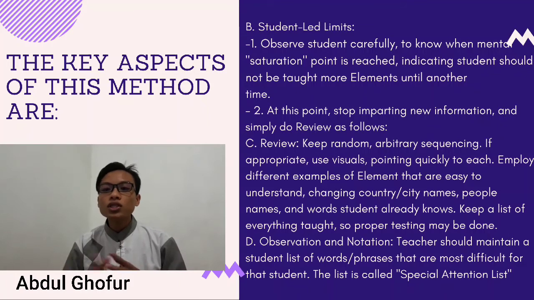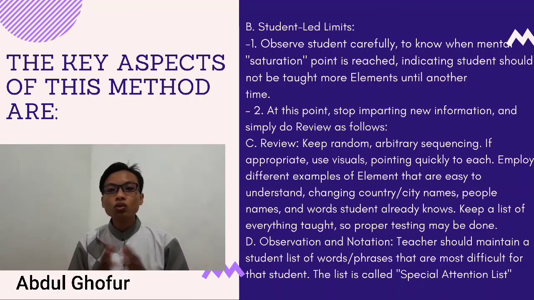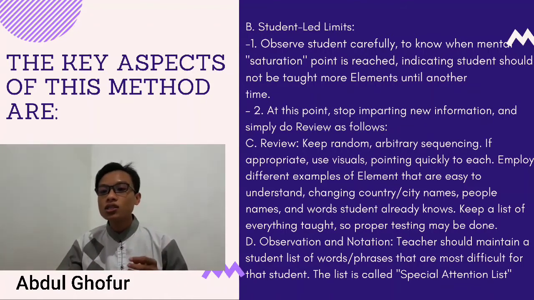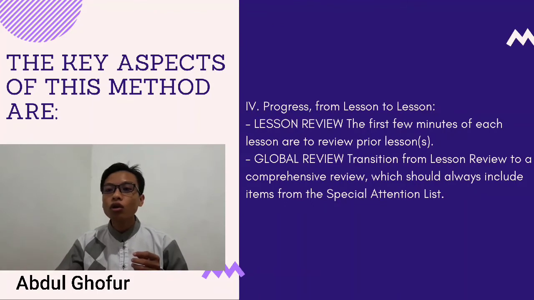And the observation and notation. The teacher should maintain a student list of words or phrases that are most difficult for that student. The list is called a special attention list. And then number 4, progress from lesson to lesson.